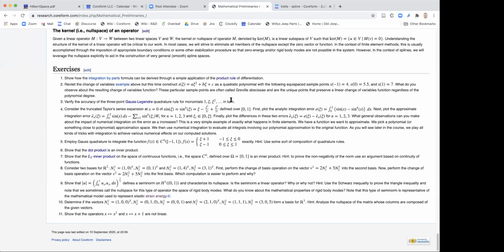Okay, let's open it up again for other questions. Okay, does this mean there are no other questions? Looking at the homework and thinking about it. Okay.